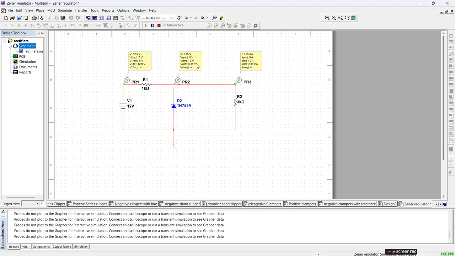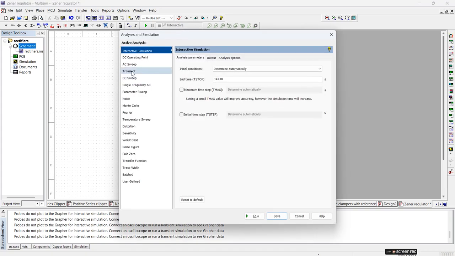See, the output voltage is 6.15. This way we can verify the voltage regulation using the Zener diode. Now I will show this in the transient analysis also, the output.